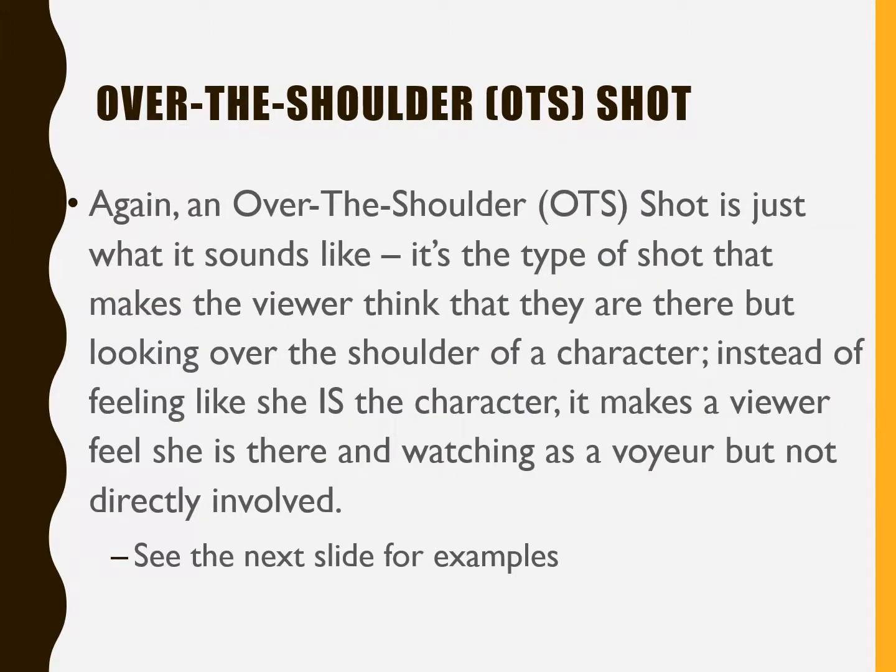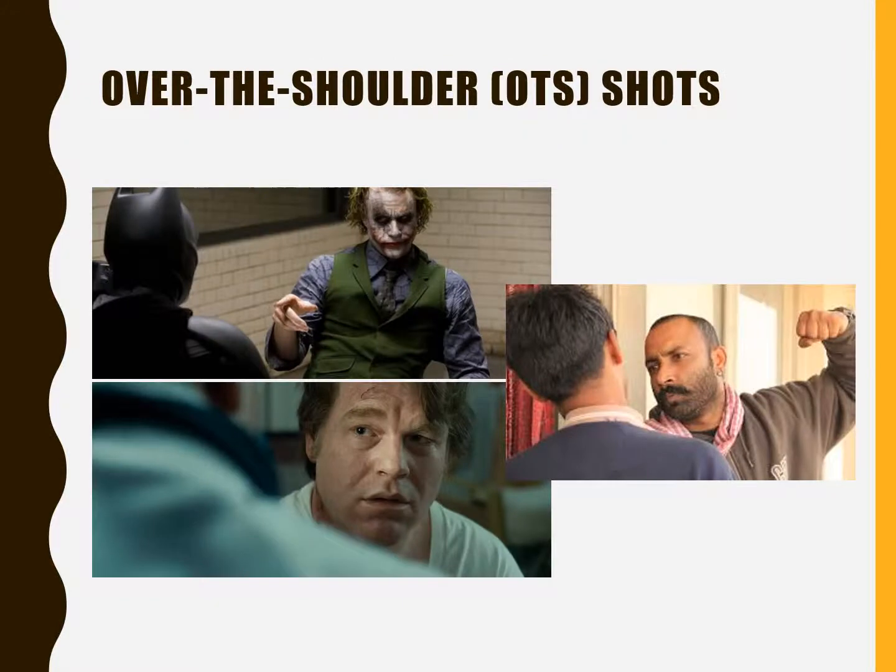So when you think about another kind of shot, it's called an OTS, or an over-the-shoulder shot. Again, it's just what it sounds like. It's a type of shot that makes the viewer think that they're there, but looking over the shoulder of a character, not being the character, but being behind the character, let's say. Instead of feeling like she is the character, it makes a viewer feel like she is there and watching as a voyeur, but not directly involved. You see this a lot.